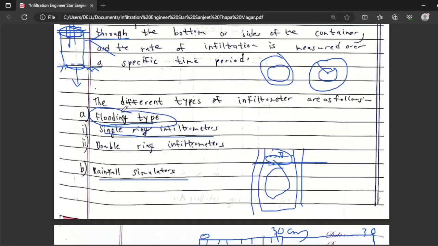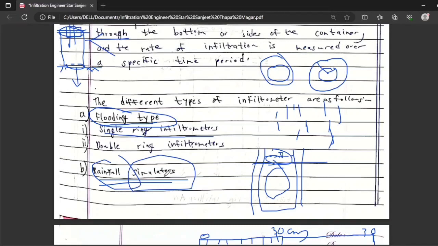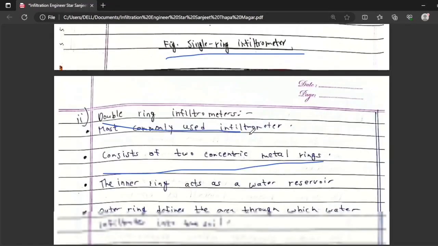Water is flooded. But in rainfall simulator, the word rainfall means the rainfall from the atmosphere, and simulator means this is not real, but this is like simulated rainfall. That means the artificial rain is given or spread or sprinkled on the soil, so that actual rainfall environment is achieved.